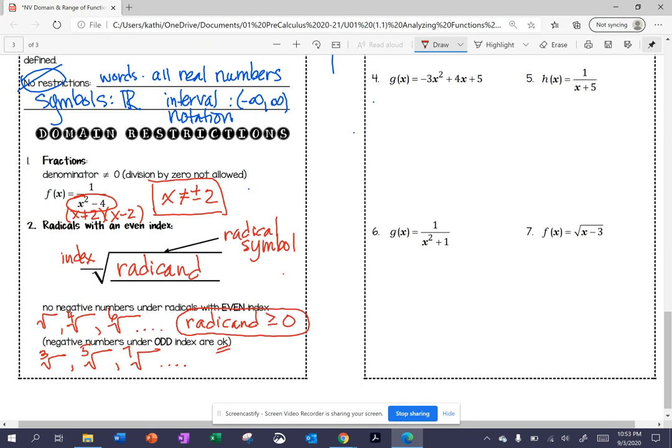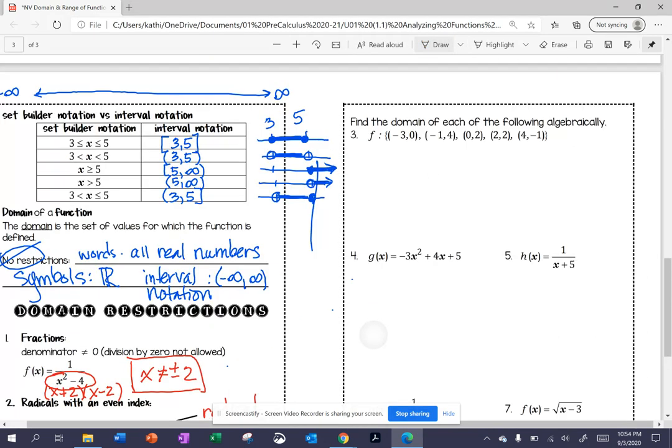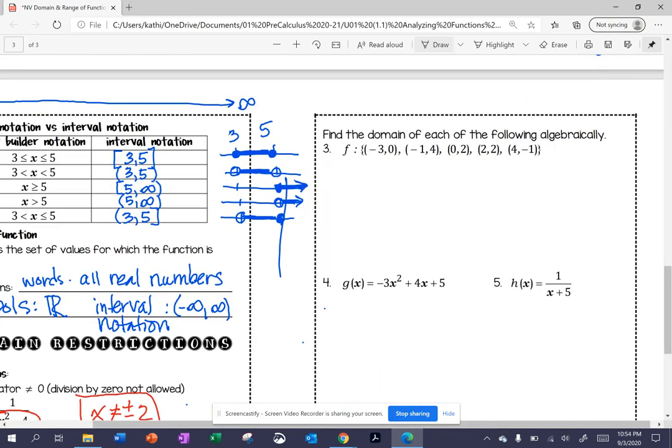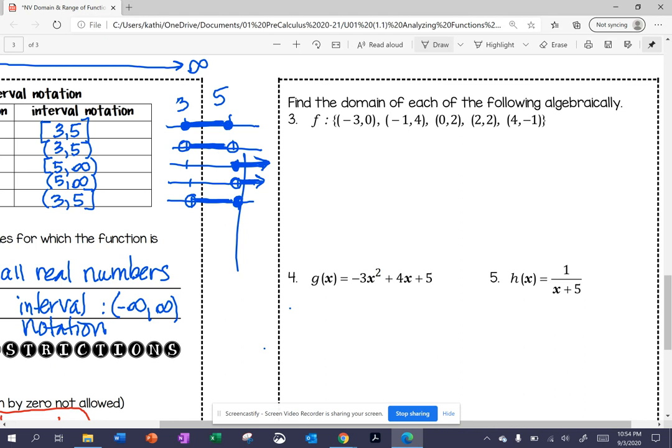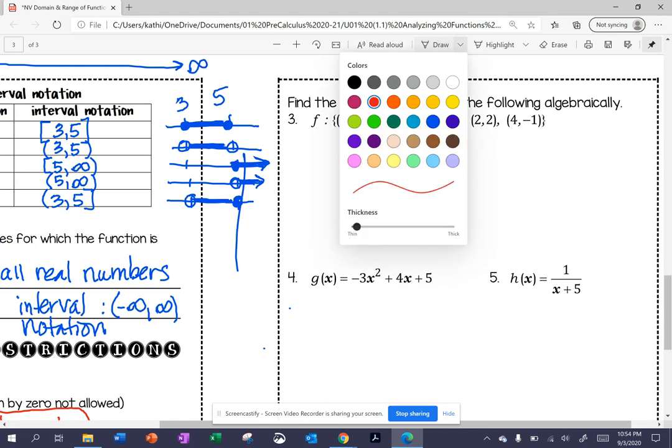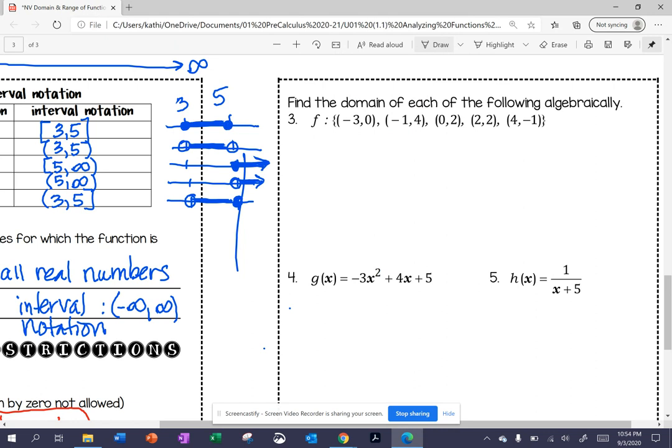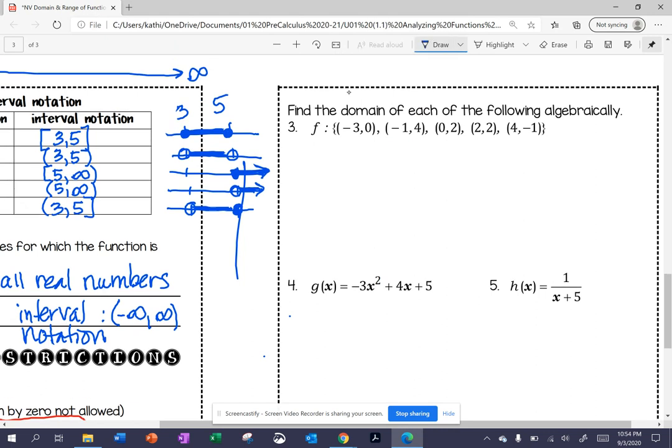All right, so let's go do some examples of finding the domain. If I have a set of ordered pairs and I ask you for the domain, I know domain is x, so I'm looking at all the x coordinates. When I tell you the domain, I put them in braces, from least to greatest: -3, -1, 0, 2, and 4.